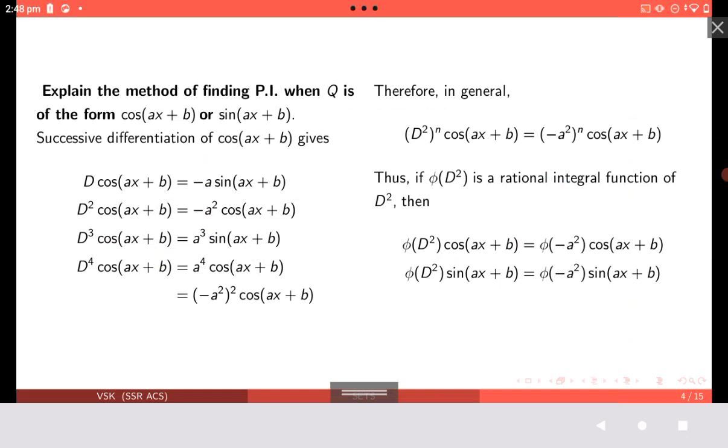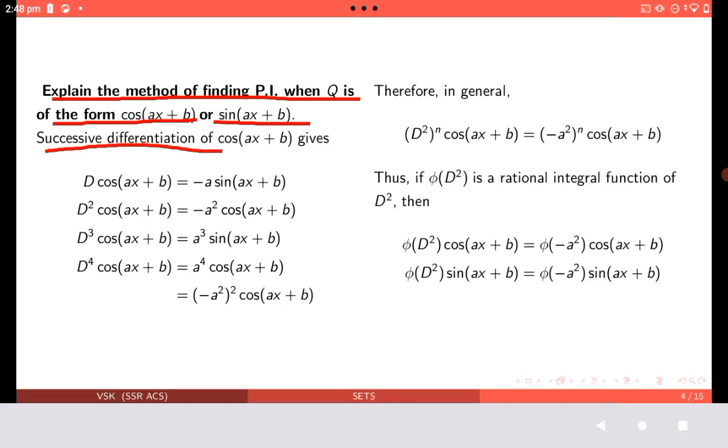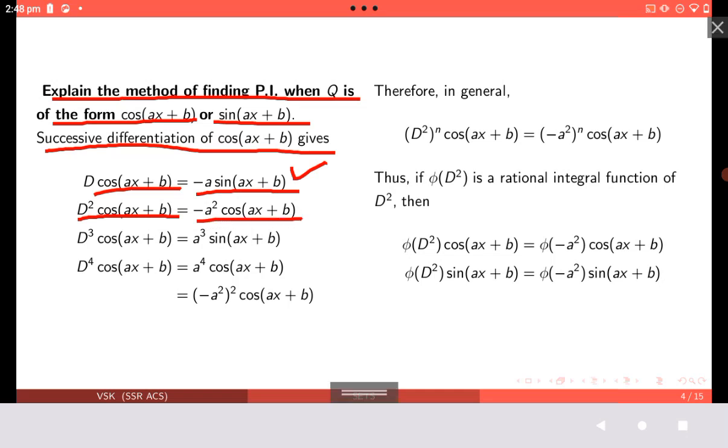So the question is, explain the method of finding the particular integral when Q is of the form cos(ax + b) or sin(ax + b). For the solution, we know in successive differentiation of cos(ax + b), when we find the first derivative of cos(ax + b), we get minus a sin(ax + b). When we find the second derivative, that is the derivative of this one, we get minus a squared cos(ax + b).